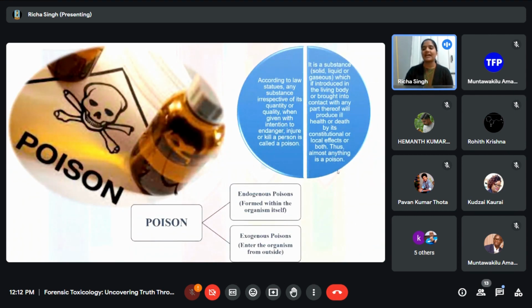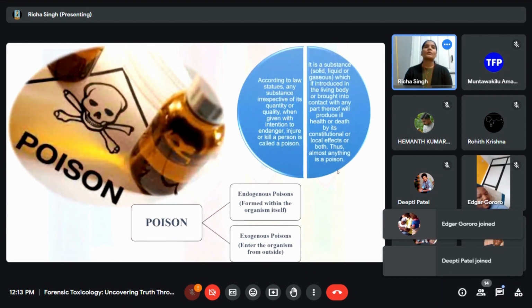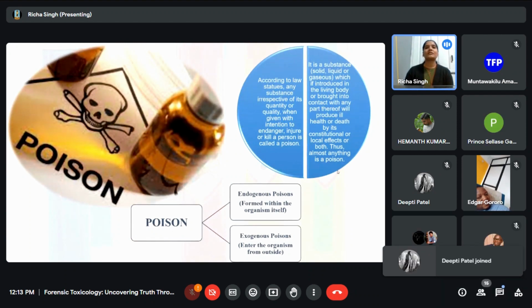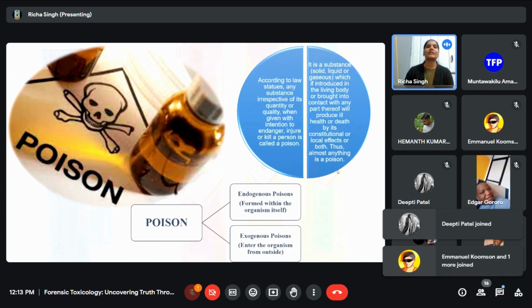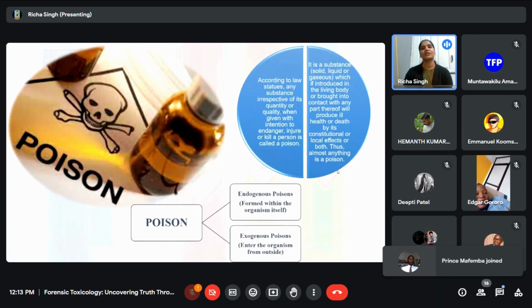Moving forward, what do we understand by poison? Poison is any substance, irrespective of its quantity or quality, which when given with intention to endanger, injure, or kill a person, is called a poison. Before we move further, I would like to put a quote here by a very famous scientist in the field of toxicology, Paracelsus. He says, all substances are poison. It is the dose which differentiates whether a substance is going to act as a poison or as a remedy. There is a thin line between whether a substance will act as a poison or as a remedy for another person.